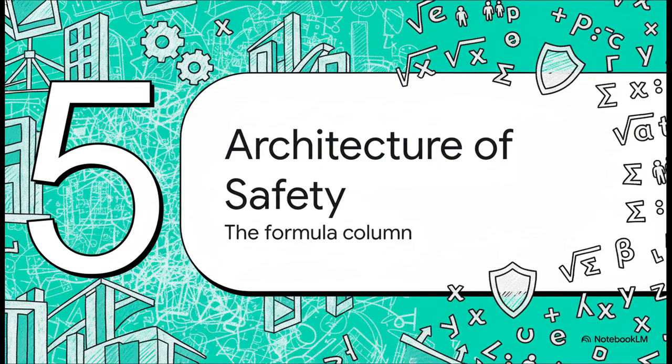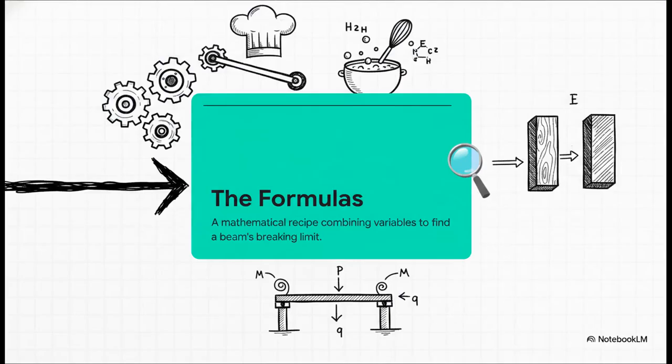And finally, part 5, the architecture of safety. Let's talk about that formula column. Okay, please don't let the dense algebra scare you off here. These formulas are really just a recipe. They are combining a few very specific, measurable variables to find a beam's exact breaking limit.